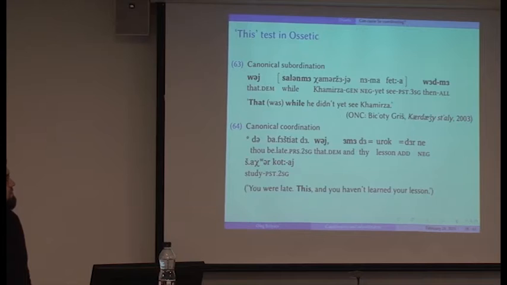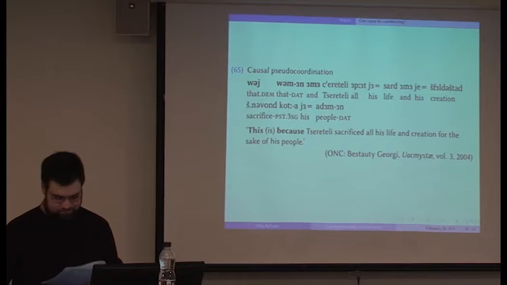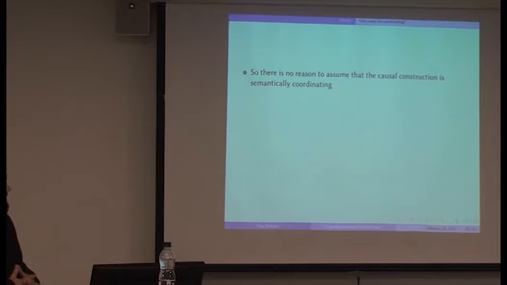And causal pseudo-coordination turns out to be subordinating according to this criterion, so it is perfectly possible to say something like 65: "This is because Tereteri sacrificed all his life and creation for the sake of his people." So here the demonstrative is preposed to the causal construction. So there is no independent reason to assume that the causal construction is semantically coordinating, unless we just define semantic coordination using a limited set of tests. But in this case, the use of the term semantic to describe these relations seems to be rather circular.